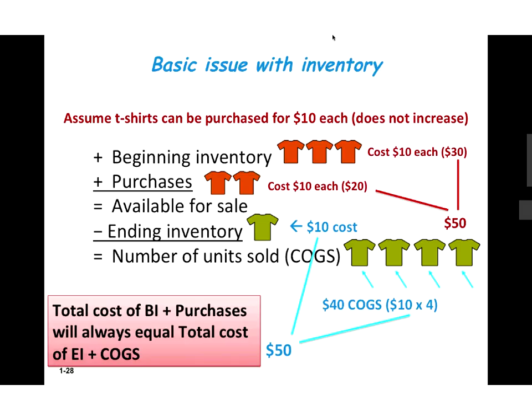Okay, so that's one of those things you need to know. The box in the corner here, total cost of beginning inventory plus purchases will always equal the total cost of ending inventory plus cost of goods sold.